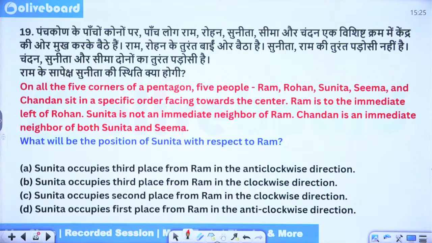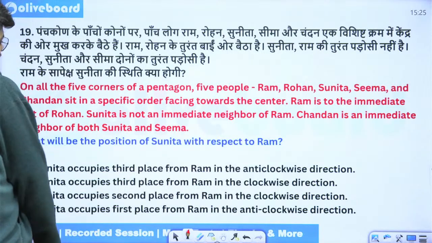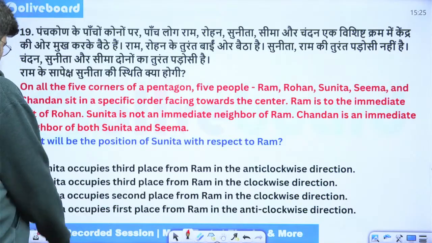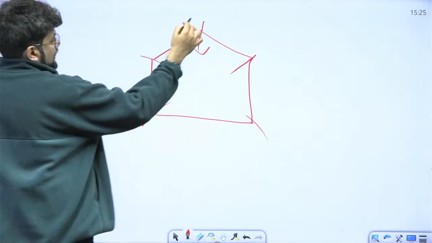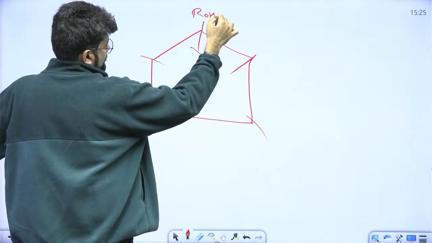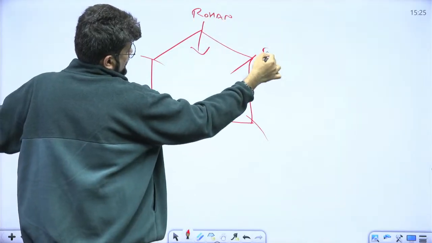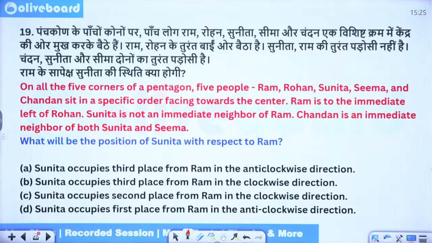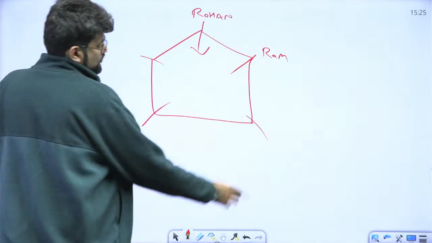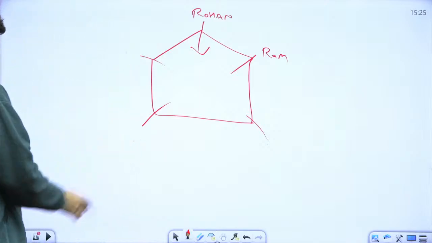Ram is to the immediate left of Rohan, and they were all facing the center, okay. So if this is Rohan, Ram is to his immediate left. Sunita is not an immediate neighbor of Ram. Sunita cannot be here. She's either here or here.